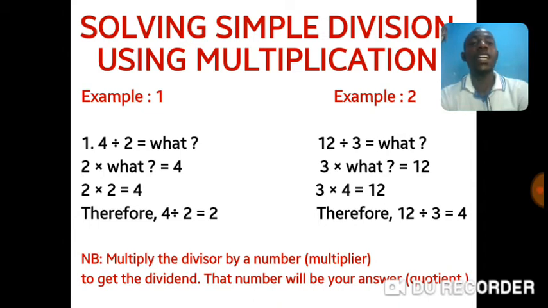Why? Because we multiplied 2 by 2 to get the 4. And so 4 divided by 2 is equal to 2. Now our quotient is 2. Very good. Let's look at example number 2.